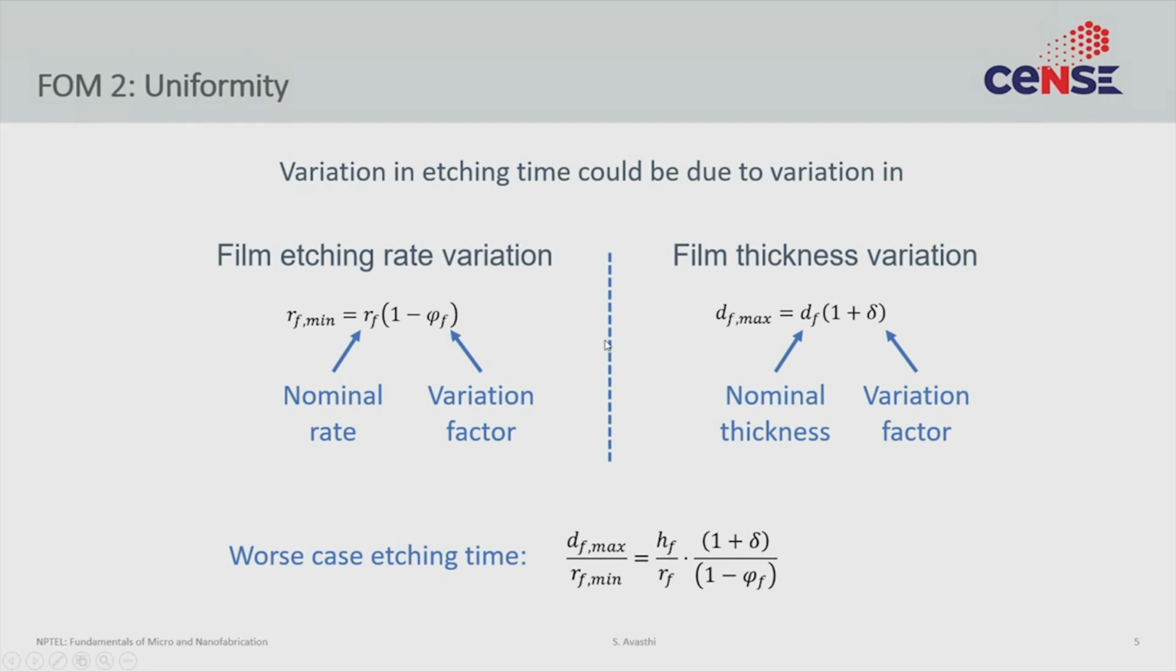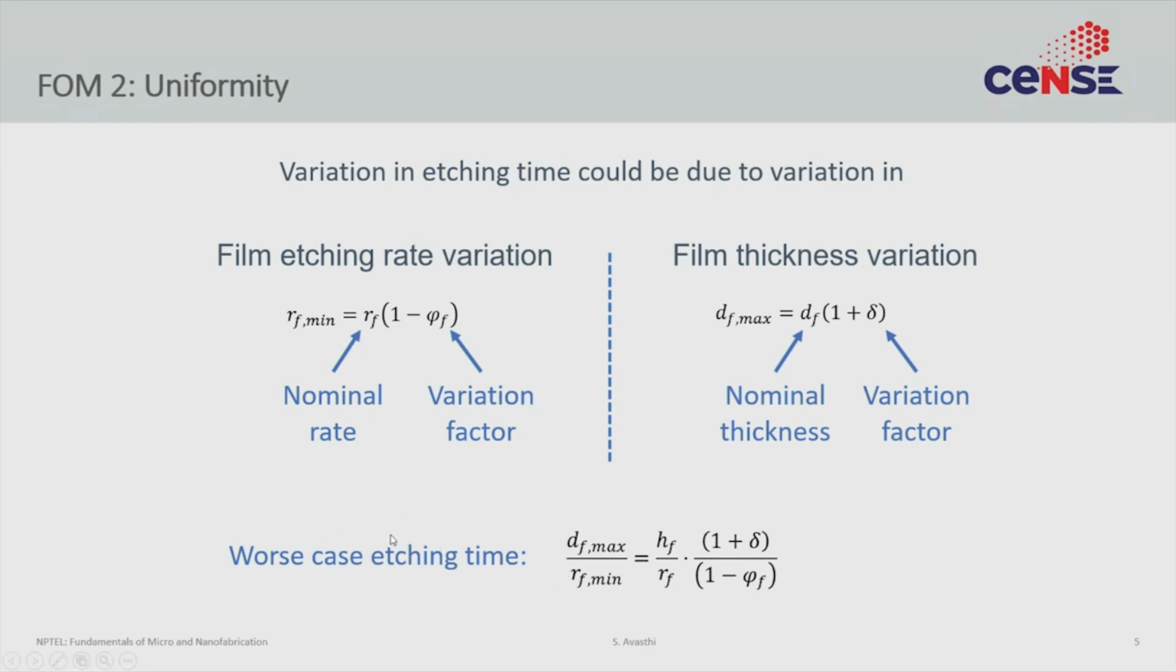Also, you have a variation in the film thickness. So nominally you have a film that is DF thick, however, it's also non-uniform. So in the worst case, the thickest film that you will encounter is not DF, but DF max, which is equal to DF times (1 plus delta), where delta is the variation of the deposition. This is the variation of the film thickness. And this allows you to calculate your worst case etching time, right?